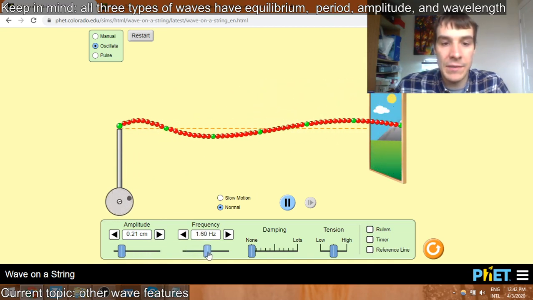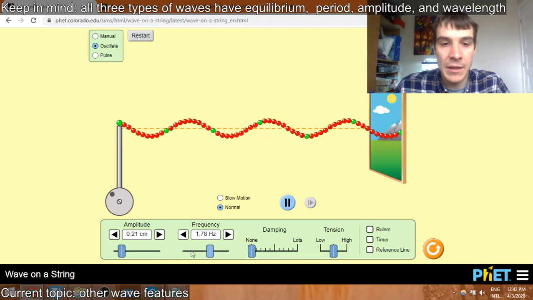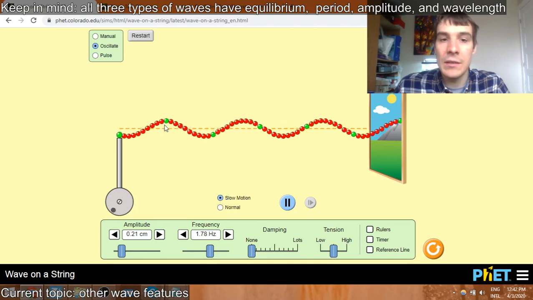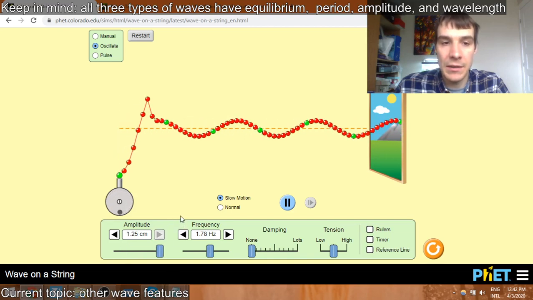Okay, I'm going to change the frequency here just so you guys can see a little bit better. Right, and I'm going to put it in slow motion. Notice the wavelength, the distance, the size of the wave. I'm going to change the amplitude to really big.